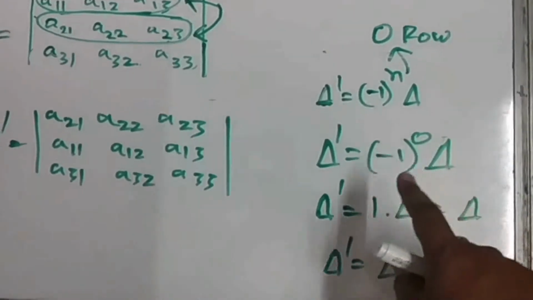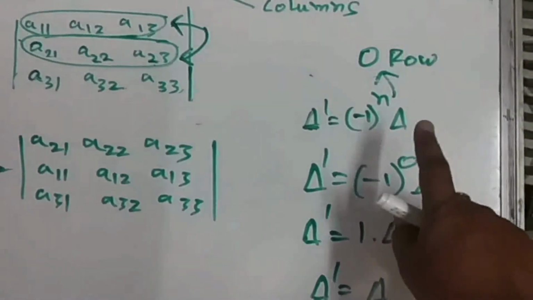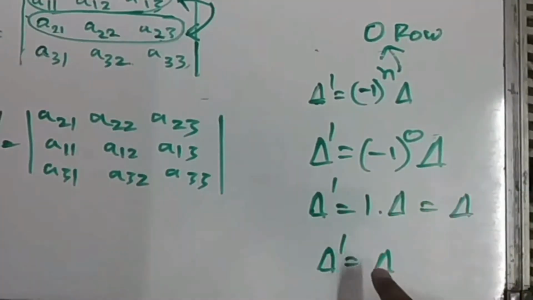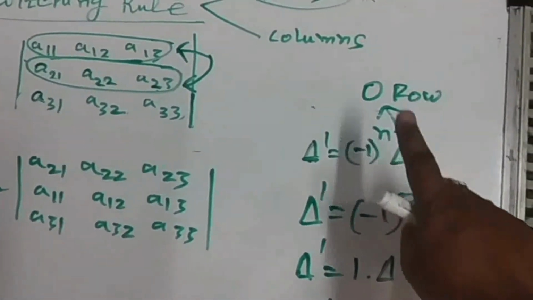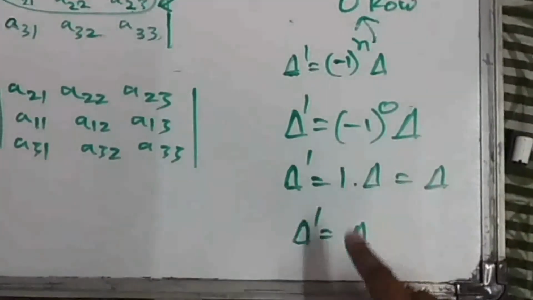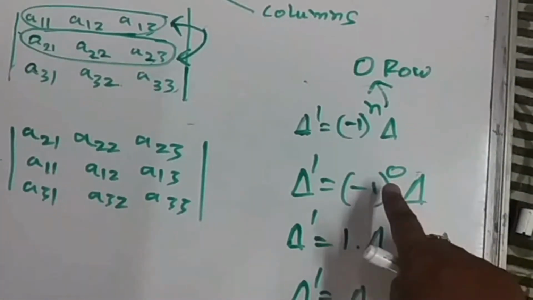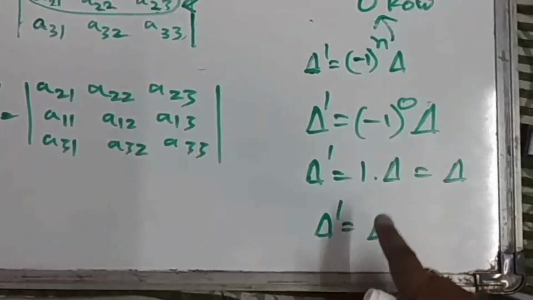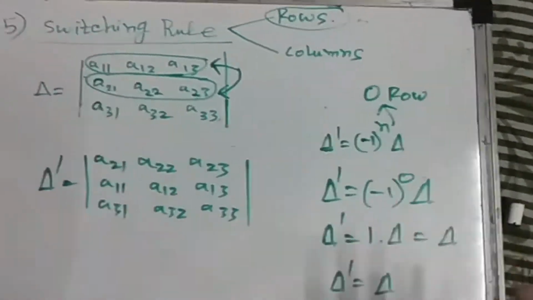If it is 3, then the minus sign will come. If it is 4, then the minus sign will not come. If it is 5, then the minus sign will come. Actually, if n is even, then the minus sign will not come. If n is odd, then the minus sign will come. If n is 0, then the minus sign will not come. So you have to remember this formula only.